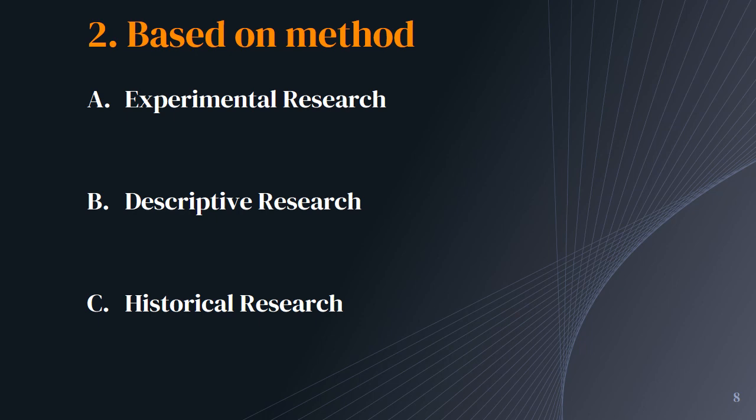Now the second criteria for the classification of the research, that is based on the method. This is going to be the important part, that is research methodology. This topic we are going to study in detail in the further part of this research aptitude. Here we will take the superficial information regarding the introductory part of this research need. First method is experimental research, second descriptive research, and third is historical research. These are the categories of the research based on the method. So first we will see experimental research.